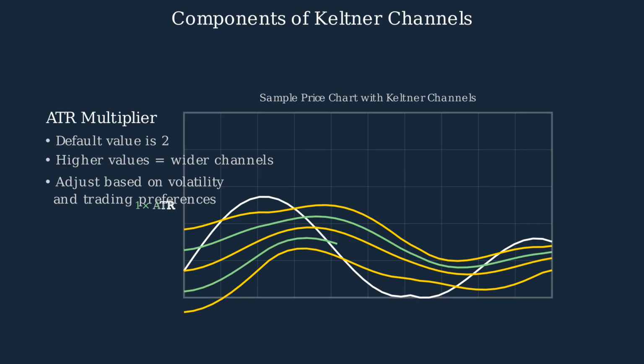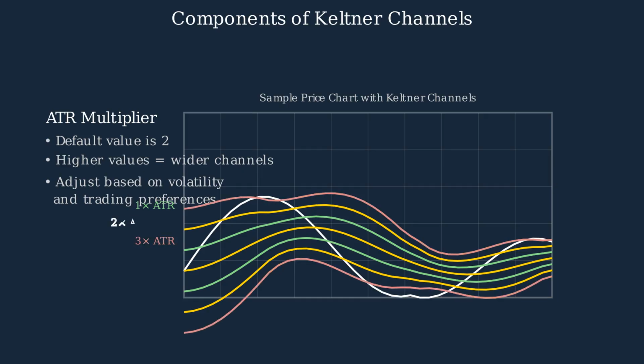Here's how different ATR multiplier settings affect the width of the channels. A higher multiplier creates wider channels, which may reduce false signals but could delay trade entries. Notice how the channel width expands during periods of high volatility and contracts when price movement becomes more stable. This adaptive nature is one of the key advantages of Keltner channels.